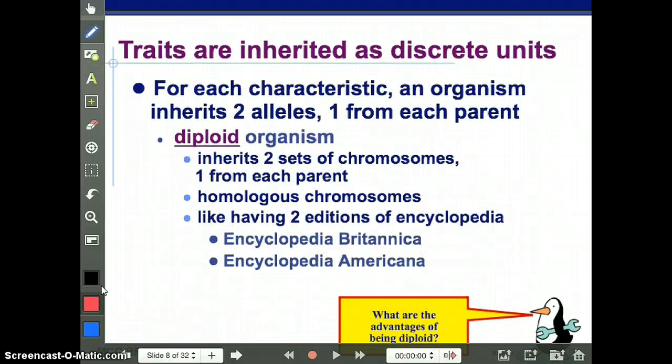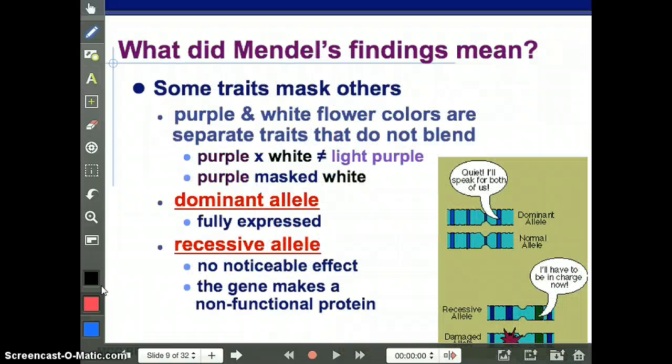Now, traits are inherited as discrete units for each characteristic. An organism inherits two alleles, one from mom, one from dad. That's why we are considered diploid, having our full set of chromosomes. The other ones, which we talked about in meiosis, are how we end up getting our haploid set. You might even find that some alleles are masking others, which is dominance versus recessive. If it is a dominant trait, it's going to be fully expressed. If it's a recessive trait, it is still there, it's just masked, meaning that you have some sort of dominant trait overshadowing the other, even though it is there.